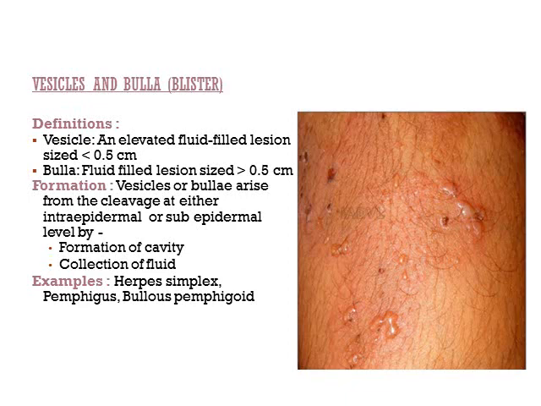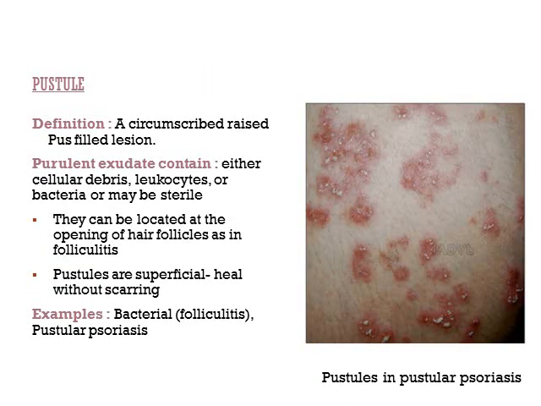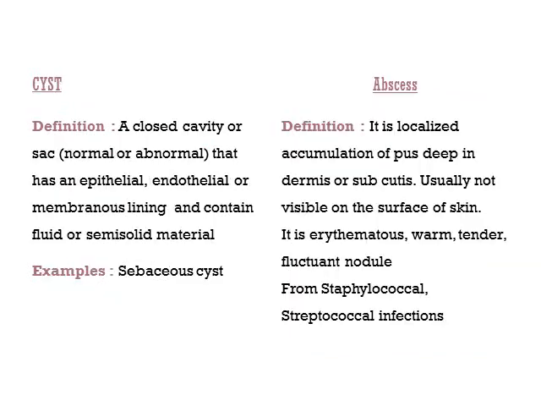Herpes is an example. Pemphigus group of disorders, bullous pemphigoid. Pustule is a circumscribed raised lesion with exudate containing either cellular debris, leukocytes or bacteria, which may be sterile. A pustule is something which contains pus in it. They are small lesions which contain pus. Examples are bacterial folliculitis and pustular psoriasis.